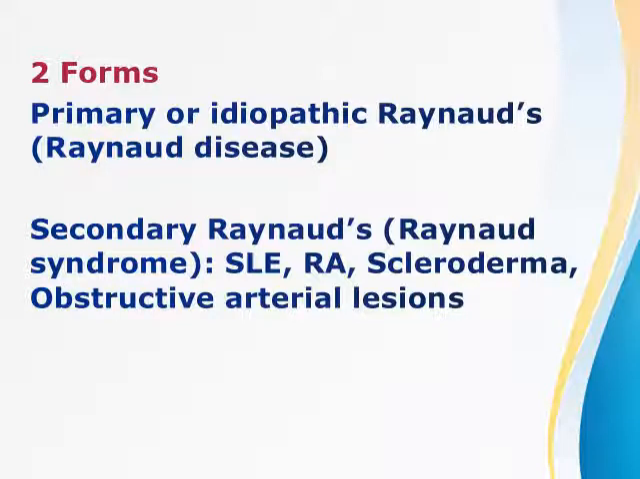There are two forms. When we talk about Raynaud's disease, this is a comparison of Raynaud's disease and Raynaud's phenomenon. Raynaud's disease is primary, meaning there is no underlying disease process other than Raynaud's, and it's idiopathic, meaning the cause could not be known. Then secondary is secondary to diseases such as systemic lupus erythematosus, rheumatoid arthritis, scleroderma, and obstructive arterial lesions. Take note that these disorders commonly lead to Raynaud's phenomenon, referred to as Raynaud's syndrome.